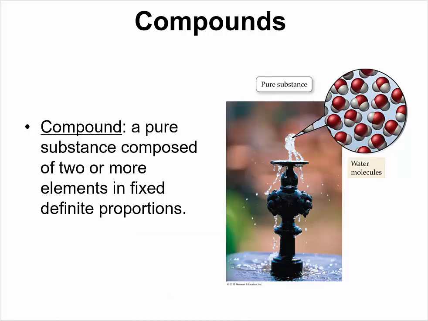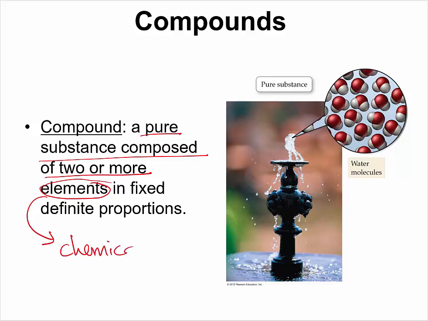Some pure substances occur as compounds, and pure substances that exist as compounds are chemically combined elements. Elements that are chemically combined. We will learn the meaning of chemically combined very soon. An example of a pure compound would be if you have pure water molecules.